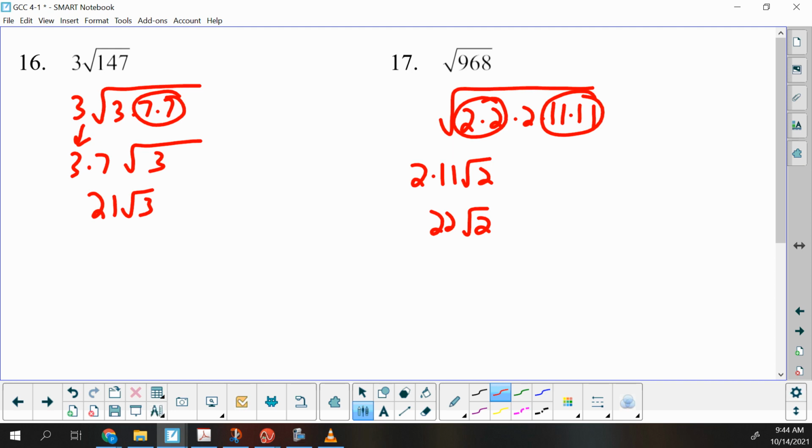So that's simplifying radicals, adding, subtracting radicals, multiplying, dividing radicals, and rationalizing denominators. Any time left in the period, you can start working on your homework. If you are stuck, look back at your notes.